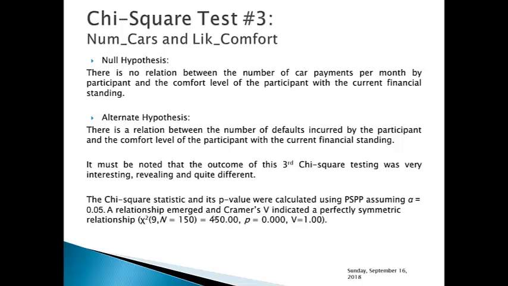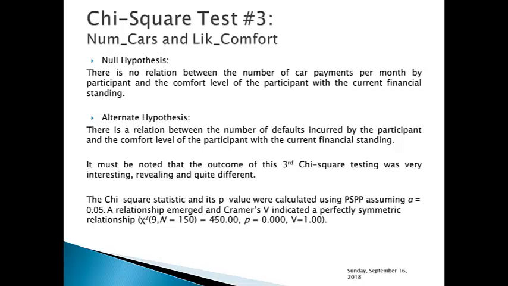It must be noted that the outcome of this third chi-square testing was very interesting and revealing and quite different. The chi-square statistic and its p-value were calculated using PSPP, assuming alpha is equal to 0.05. A relationship emerged, and Cramer's V indicated a perfectly symmetric relationship, with the degree of freedom being 9, the n being equal to 150, and the chi-square outcome being 450, with a p-value of 0.000 and the Cramer's V of 1.00.